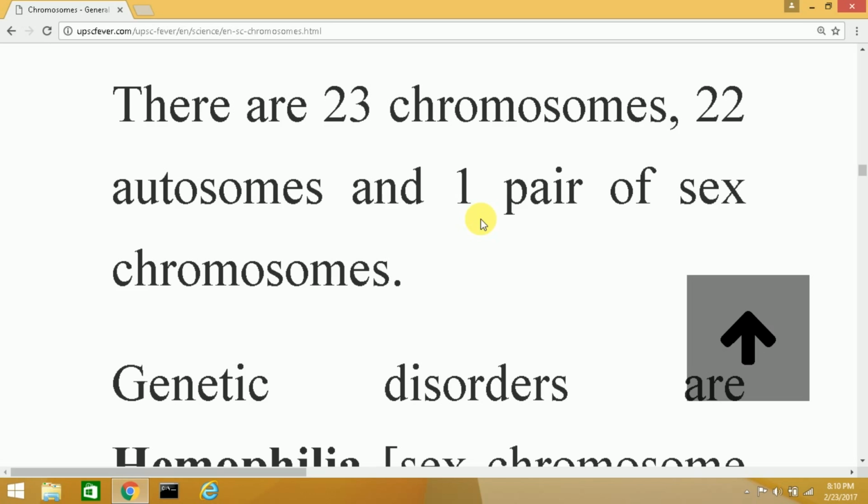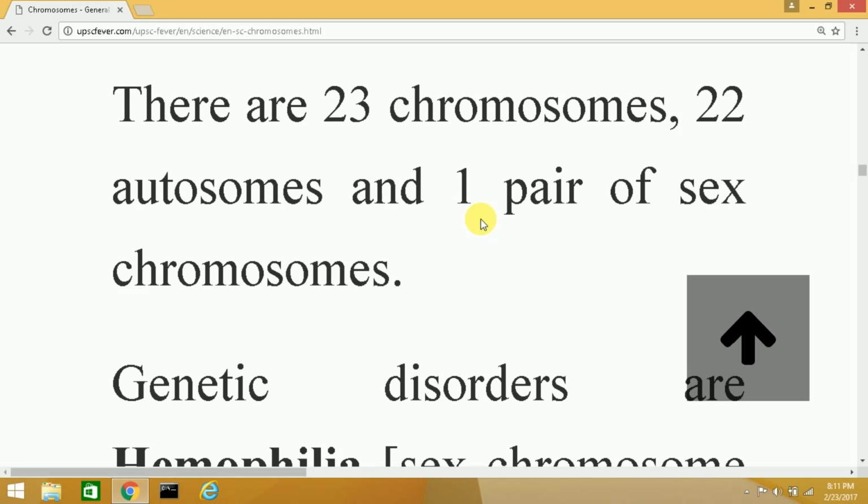Phenylketonuria is also an autosomal disorder and can be passed on from any of the parents to the offspring. Thalassemia is also an autosomal disorder and can be passed on from any parent to the offspring.